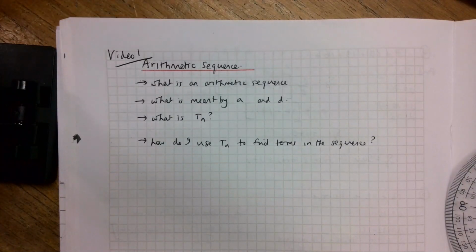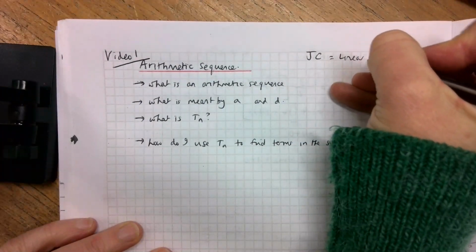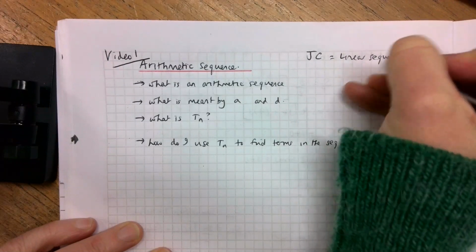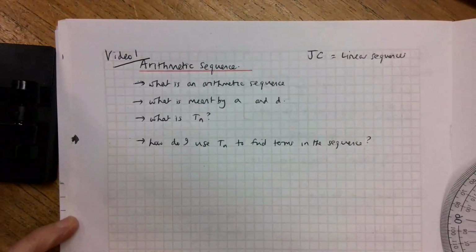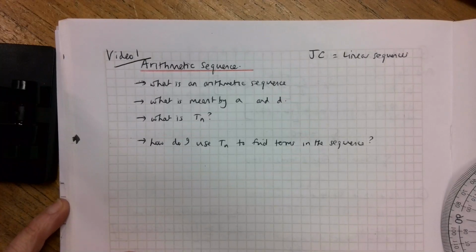This is a video going through arithmetic sequences, which in junior cert you knew as linear sequences. It's the same idea, but in leaving cert we generally call them arithmetic sequences. And in this first video of about 4, I'm going to look at what is an arithmetic sequence, what is meant by A and D, what is Tn, and how do I use Tn to find terms in the sequence.